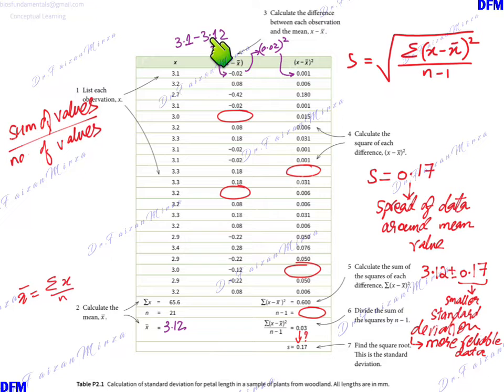For 3.2, I'll subtract 3.12 from 3.2. I get 0.08. I just square it and I get 0.006, and so on and so forth. You can fill up these blank spaces and see how this works.